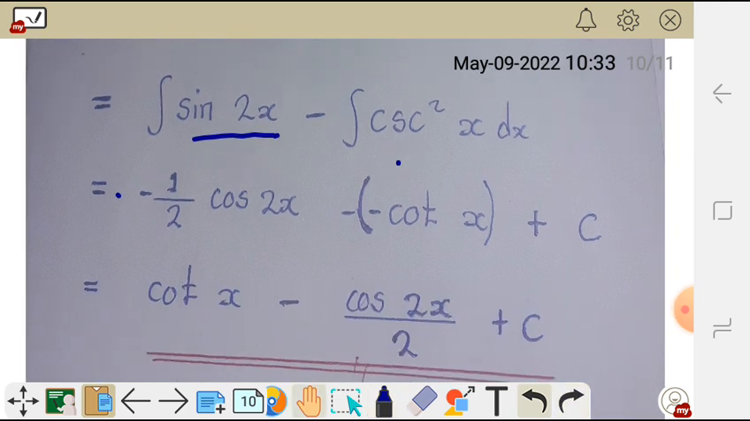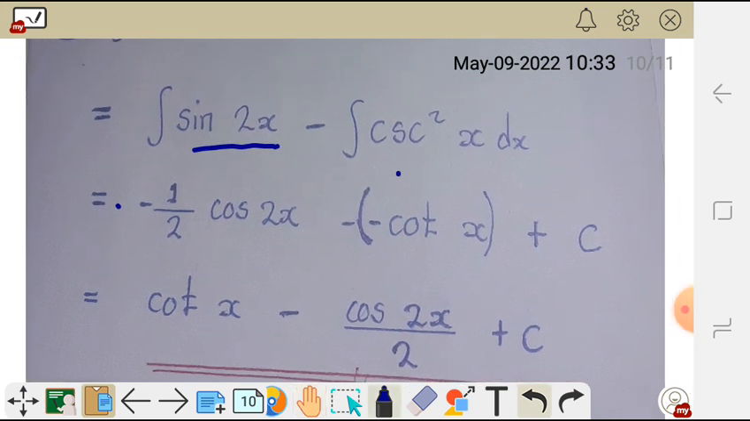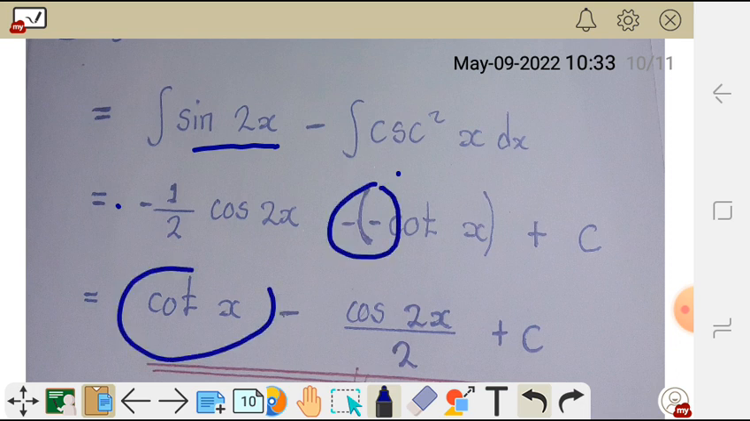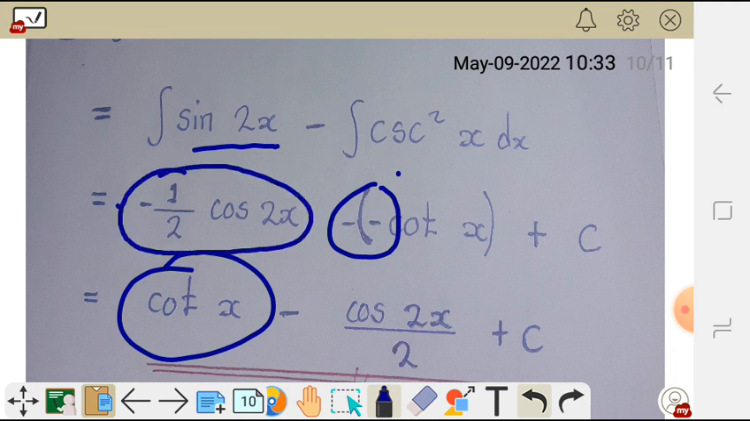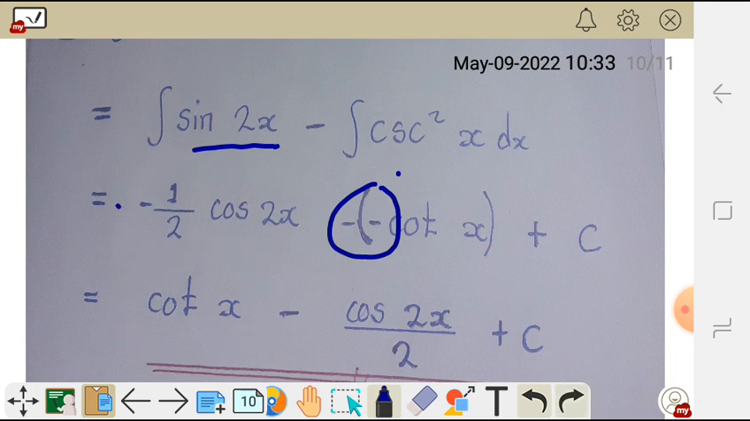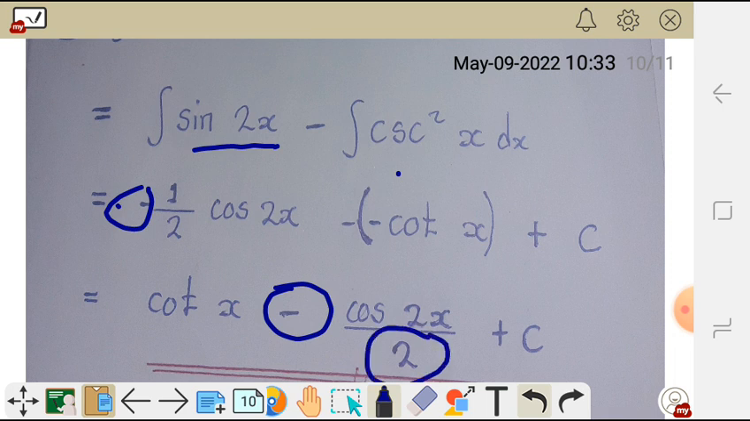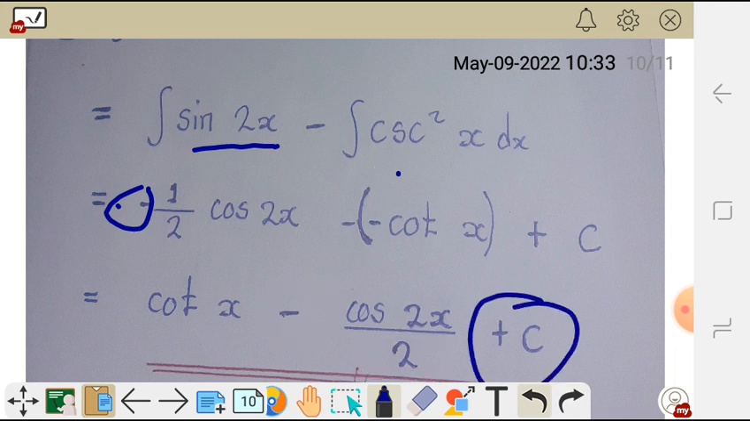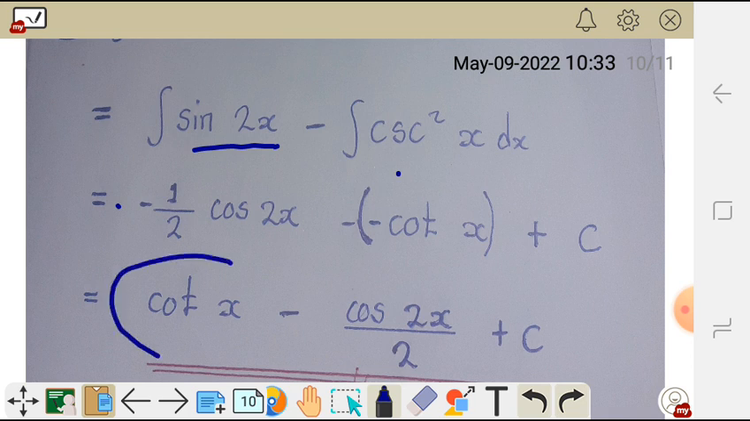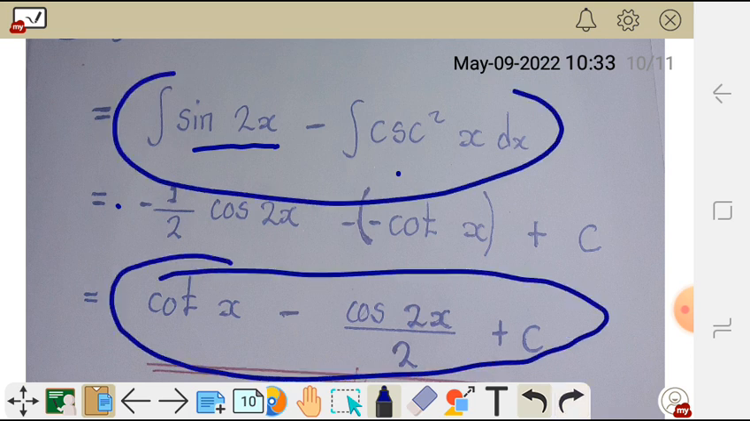When you multiply negative by negative, we are going to have a positive here. So this cot x will be positive, and then this one here, which is half multiplied by cos 2x, will be negative. So it will be just minus cos 2x over 2 there. And then don't forget to add a c each and every time you evaluate an integral. So this is the solution to that question.